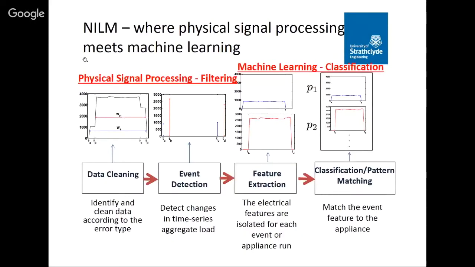So the way NILM works, there are two key steps. There's the physical signal processing bit, the bit that nobody really talks about, where you do the data cleaning, your median filtering and your pre-processing of all your data before you feed it into your clustering or your classification and all this stuff. That should probably also be embedded within any emulator.